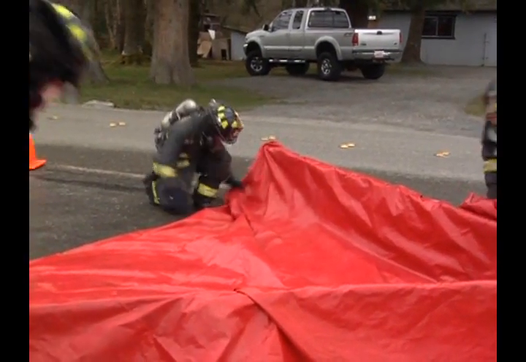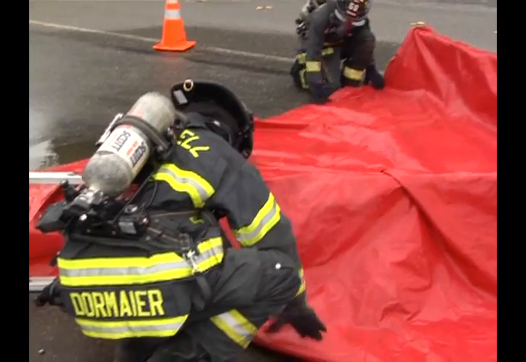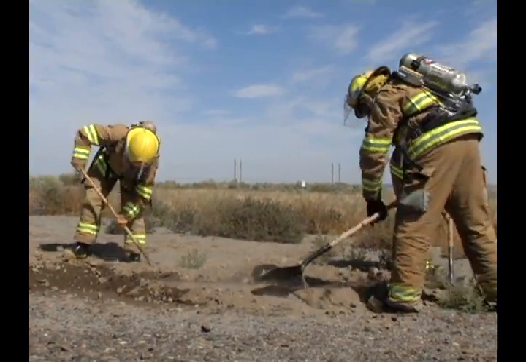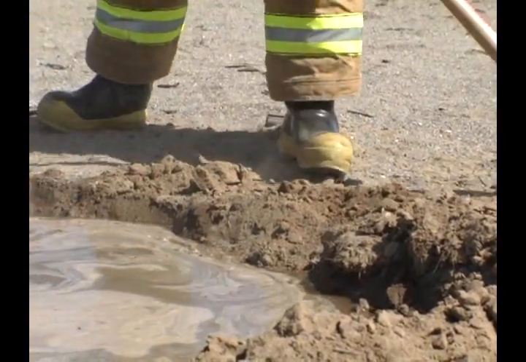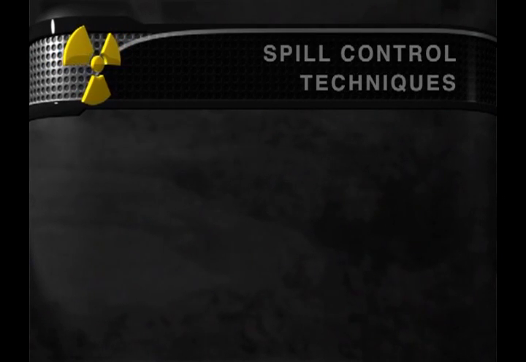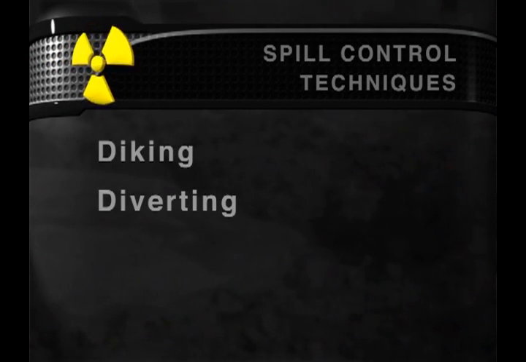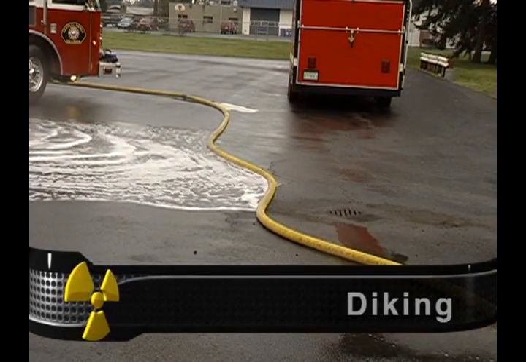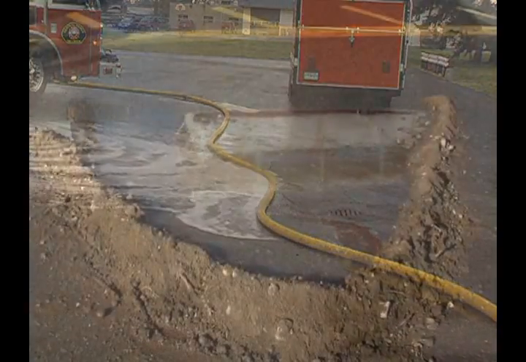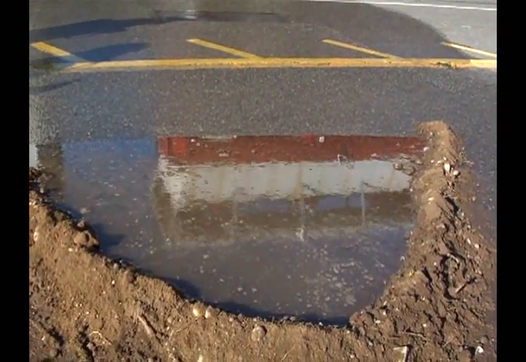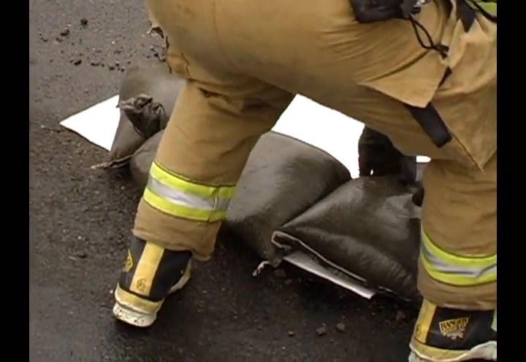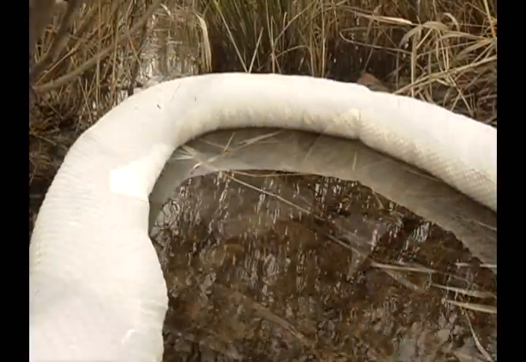Diking, diverting, damming, and retaining often follow a progression. Depending on available time, personnel, level of training, and equipment, you could use one method or all of them. Two of the most common spill control techniques include diking and diverting. Diking uses a barrier to block the product from entering a vulnerable area. Dikes may be constructed by heaping dirt or other materials higher than the flow of product. Some diking materials are prefabricated, such as sandbags or sorbent booms.